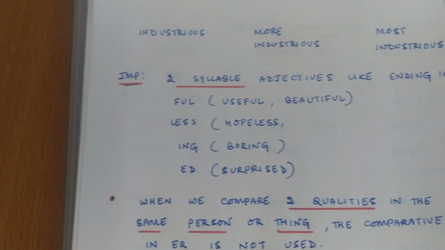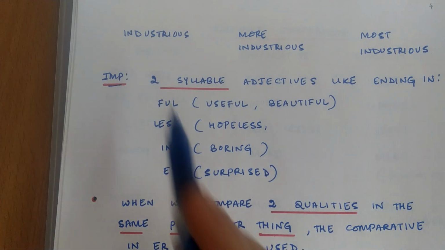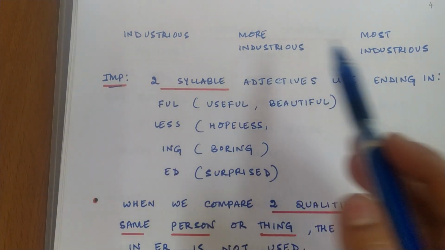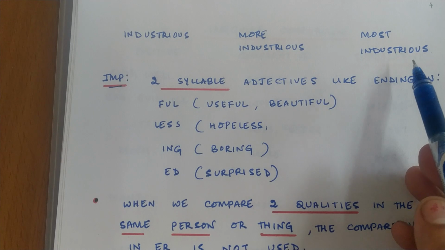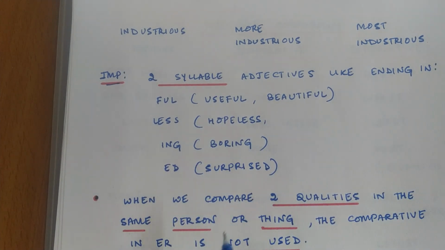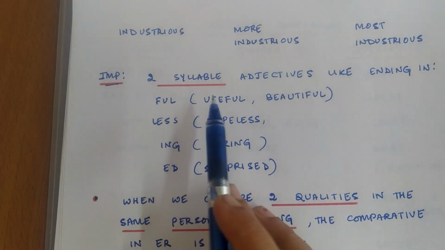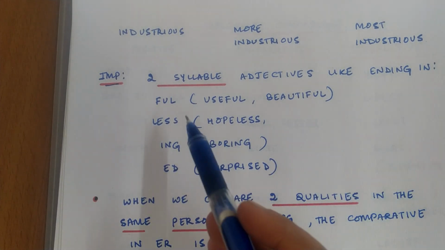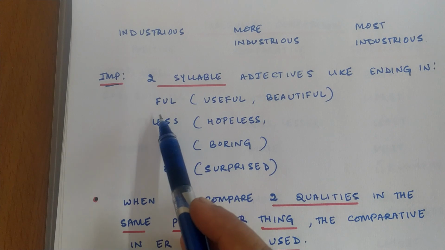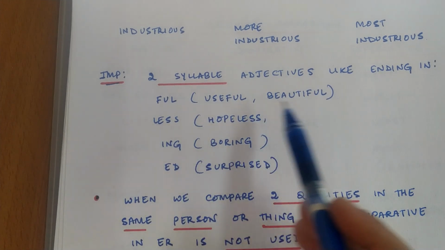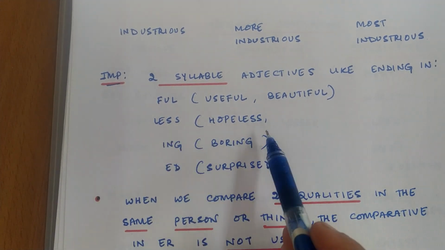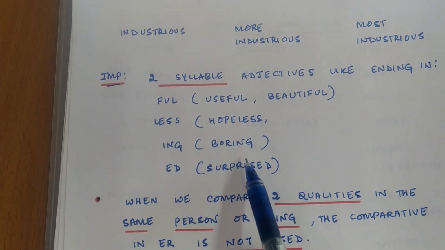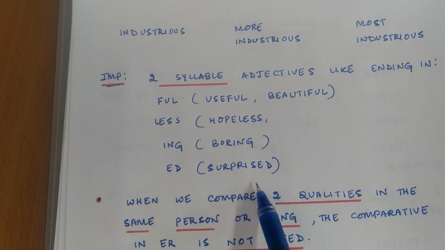Next, taking another example, industrious becomes more industrious and most industrious. Next, a very important thing to understand is two syllable adjectives ending in. There are few examples of two syllable adjectives which end in full, like useful, beautiful, less, hopeless, ing, boring, ed, surprised. So these are two syllable adjectives.